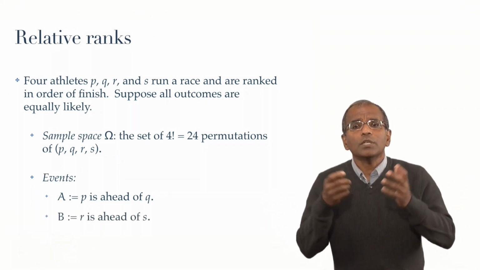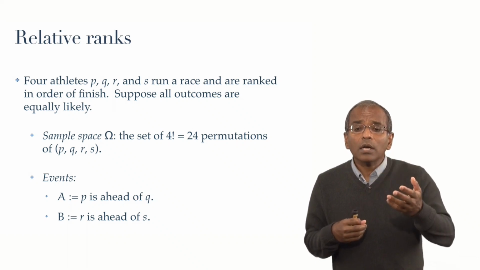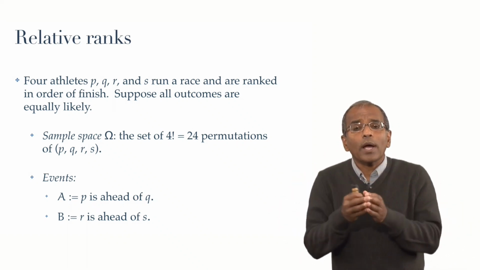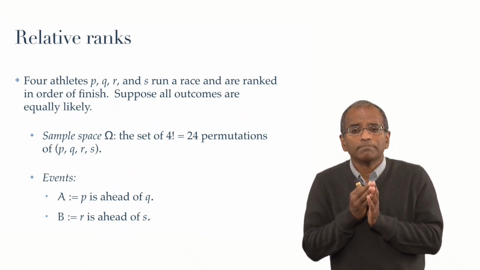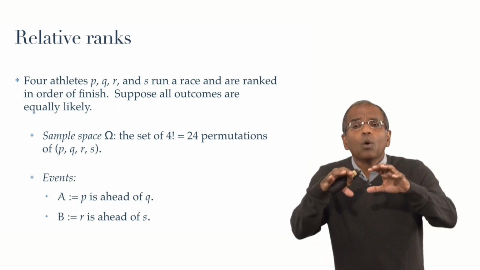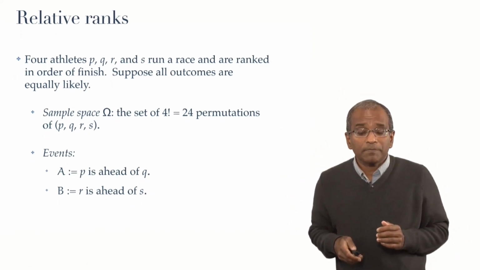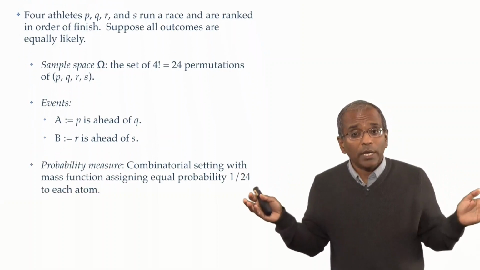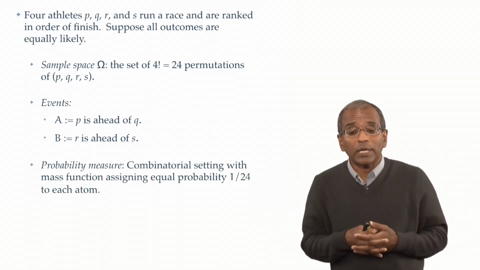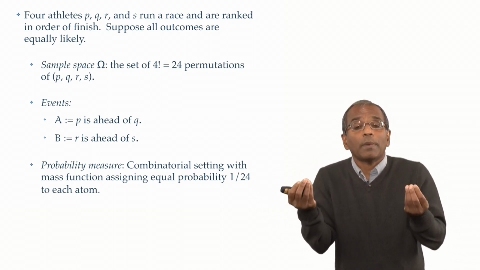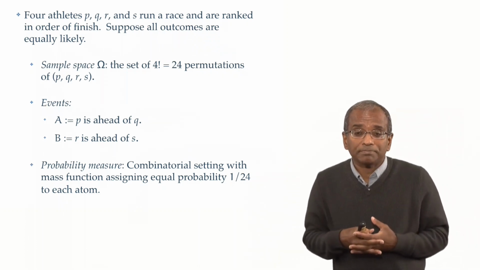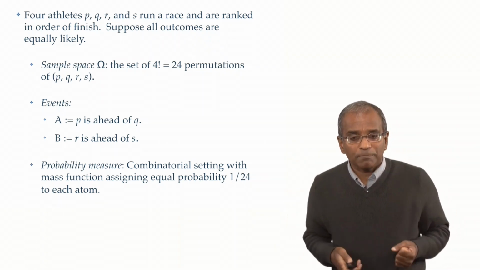Here is another event, call it B, that R leads S. Likewise, all 4-tuples where R appears before S. In principle, we could enumerate it, but it is sufficient now to understand what the structure of this event is. The probability measure, naturally, is combinatorial. All possibilities are assumed to be equally likely, so we are dealing with an atomic measure which puts equal mass 1 over 24 on each atom, on each permutation.